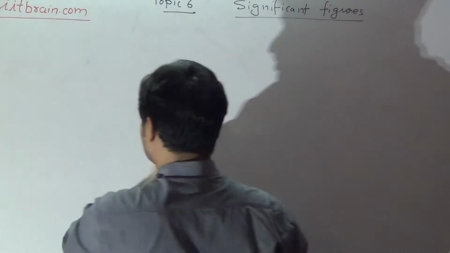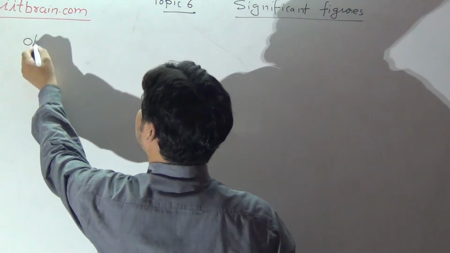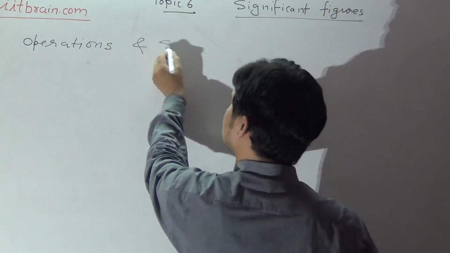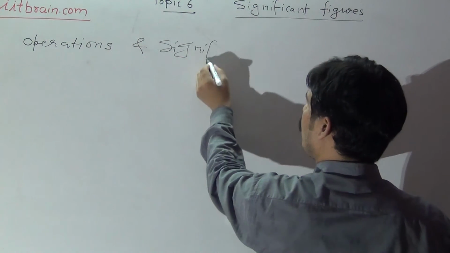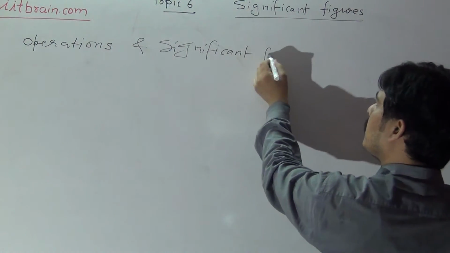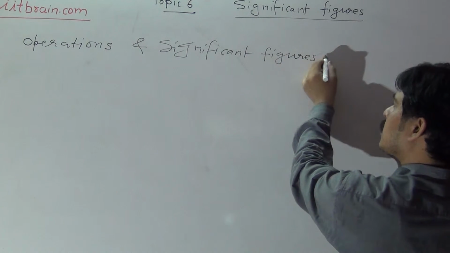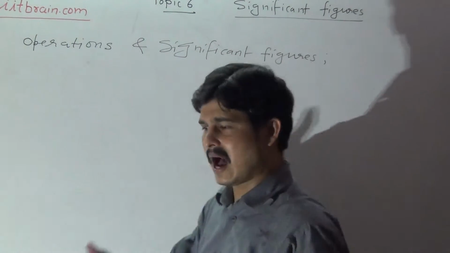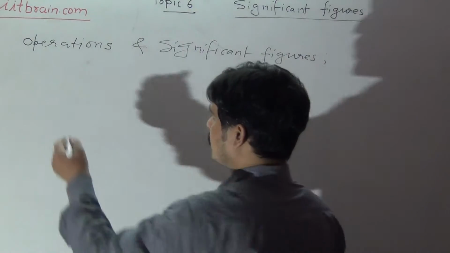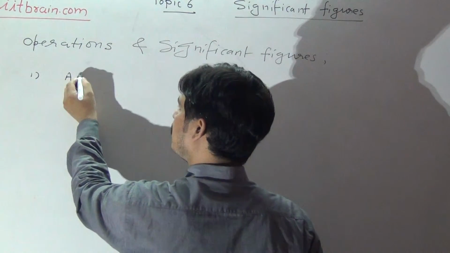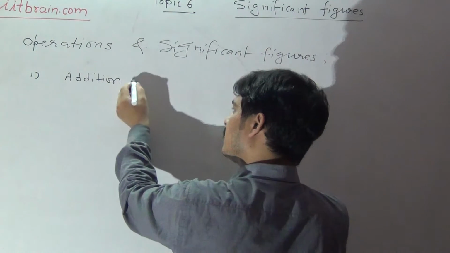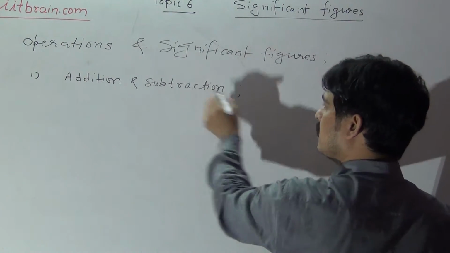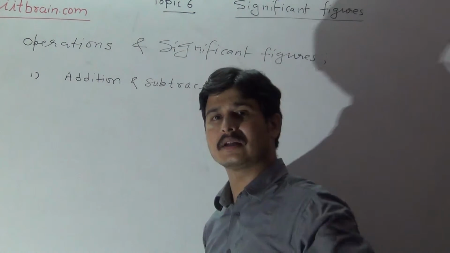Now there is one more discussion. It is operations and significant figures. It means some arithmetic operations are there and we have to consider significant figures. It means we have to give our answer up to significant figures. So the first operations are addition and subtraction. Then what are these operations? Addition and subtraction.